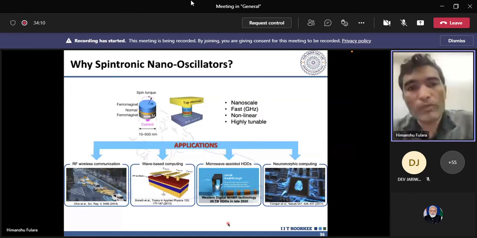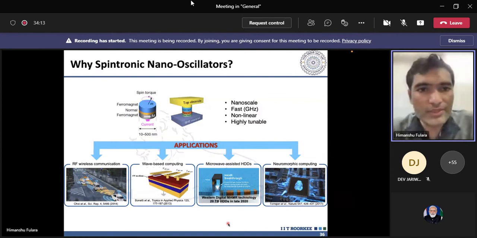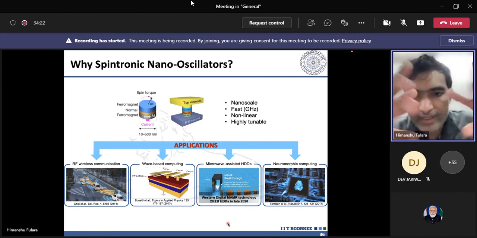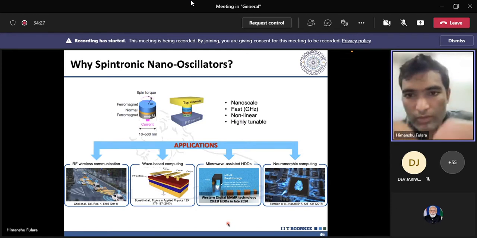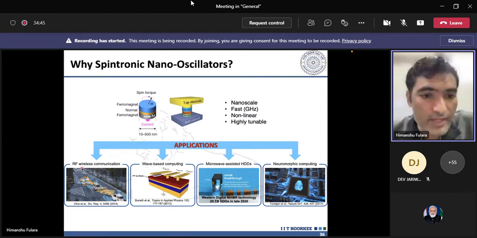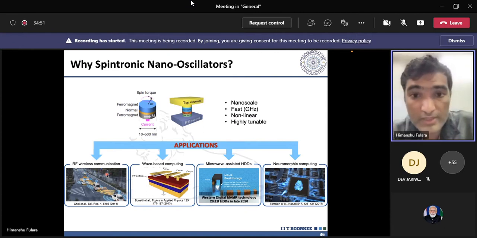So now why am I talking about these spintronic nano oscillators? What are the applications? The applications are very diverse. If you look at the Internet of Things around, you see a huge demand of microwave sources at the nanoscale, because you cannot use your bulky electronic oscillators at the nanoscale. You cannot do that. So you need some nanoscale microwave sources for various applications. And what kind of applications? You need these for RF wireless communication, like when you are talking about 5G technology or 5G NR or 6G technology.